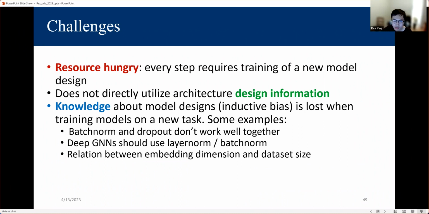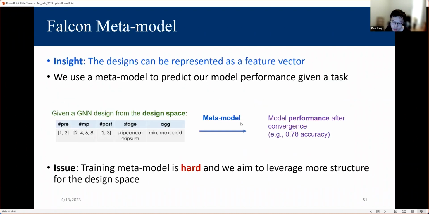So these kinds of insights are not directly encoded if you just do this kind of search, like Bayesian or simulated annealing approaches. So the approach that we are trying out is to use this notion called a meta model, which directly takes the design of an architecture as a feature, and then uses a model to make a prediction of how this design is going to perform on the dataset. Right? So for example, here, given this design, the model predicts that this design is going to have 0.78 accuracy.